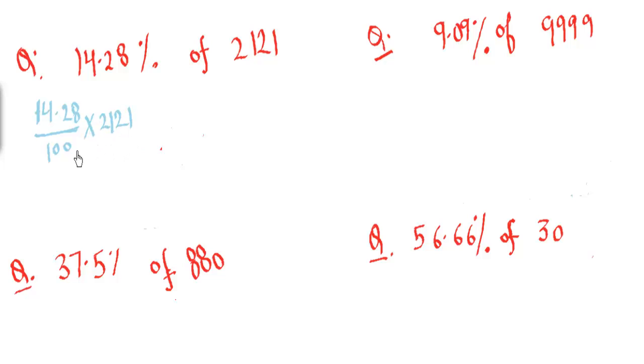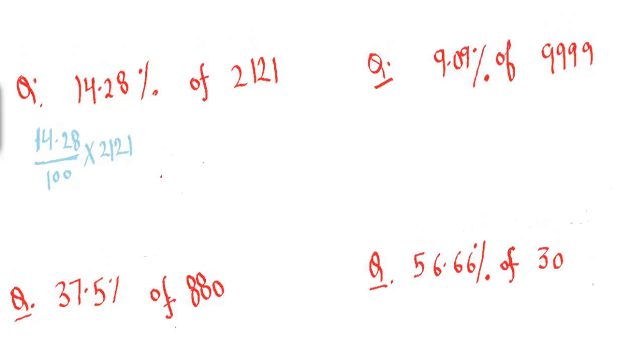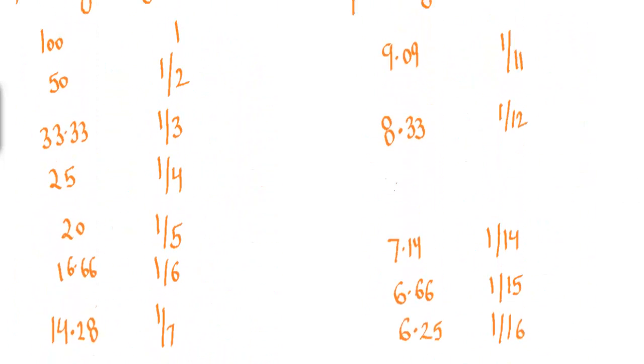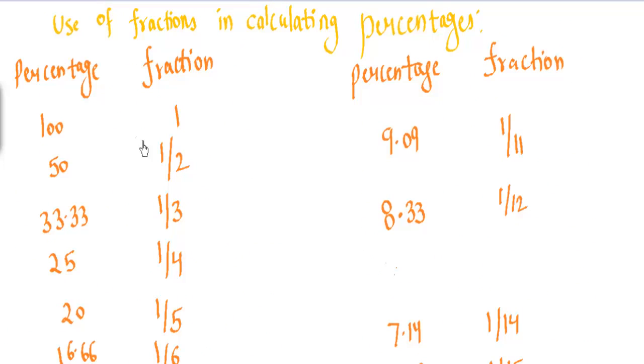But in this way we have to multiply 14.28 with 2121. That is really a messy calculation. So what we can do is we can use fractions. Here I have written all the fractions which are really useful in exam, like 100% is 1 upon 1, 1 by 2 is 50%, 1 by 3 is 33.33%.